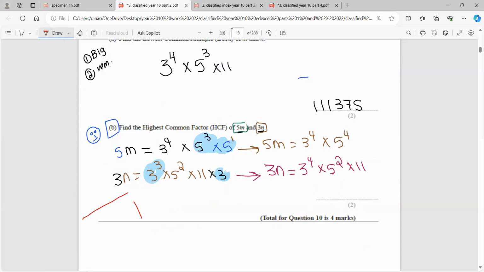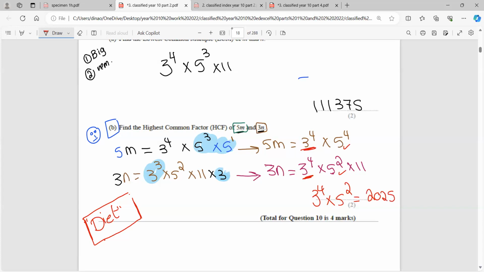Now as we said, the highest common factor is a person who is always on a diet. He selects the common with the smaller power. But Miss, here there is no smaller, so we take it as it is. We select the common with the smaller power, which is 5 squared. And then I place this on the calculator, times 5 squared, and then I get an answer of 2025.